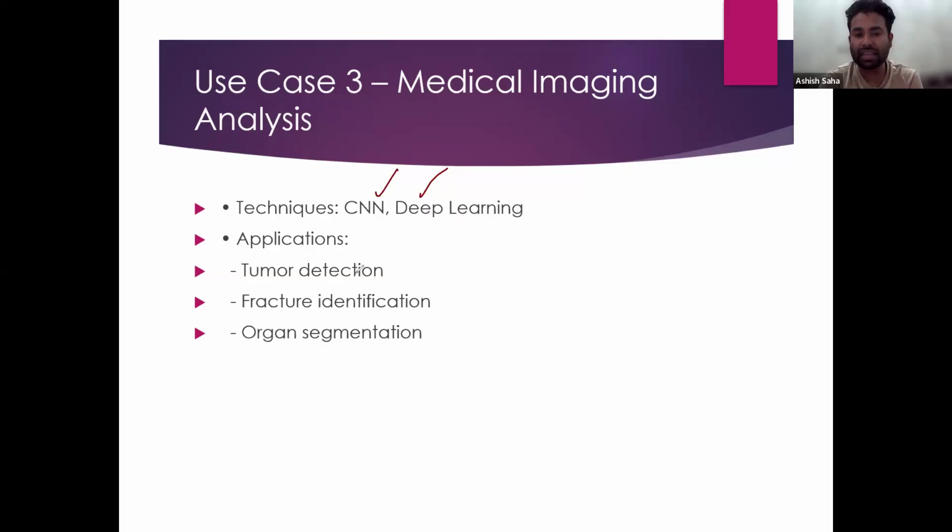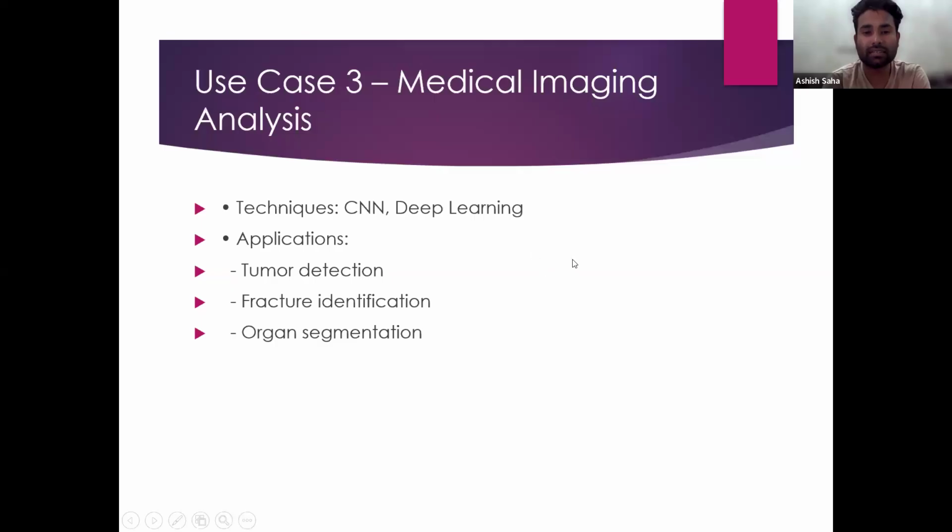with the help of which I can make an AI model that will detect whether the person in the X-ray has a tumor or not. Or in the X-ray, my AI model will detect fractures, fracture identification, organ segmentation, and like that. So that is the application of medical imaging analysis. This is the third case where an AI model can help you.